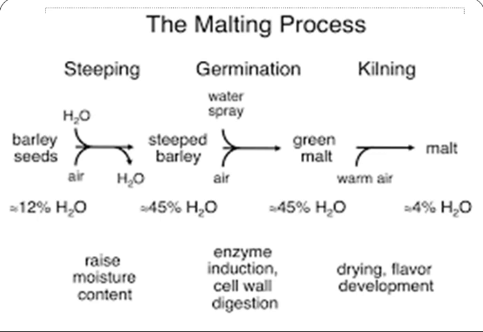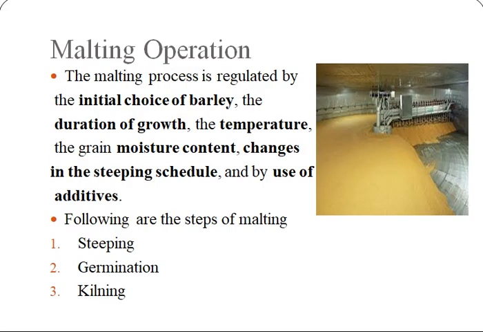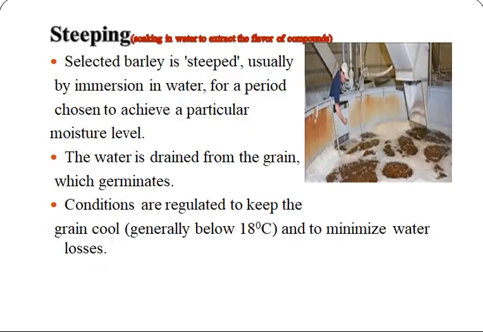In the steeping process, we enhance the moisture content to 12%. Then during the germination process, after doing the steeping, we enhance the moisture content to 45%. And then we do the kilning process. We pass hot air through the green malt, and the moisture content is reduced from about 45% to 4%. So that's the basic purpose of kilning. So these are the malting operations.